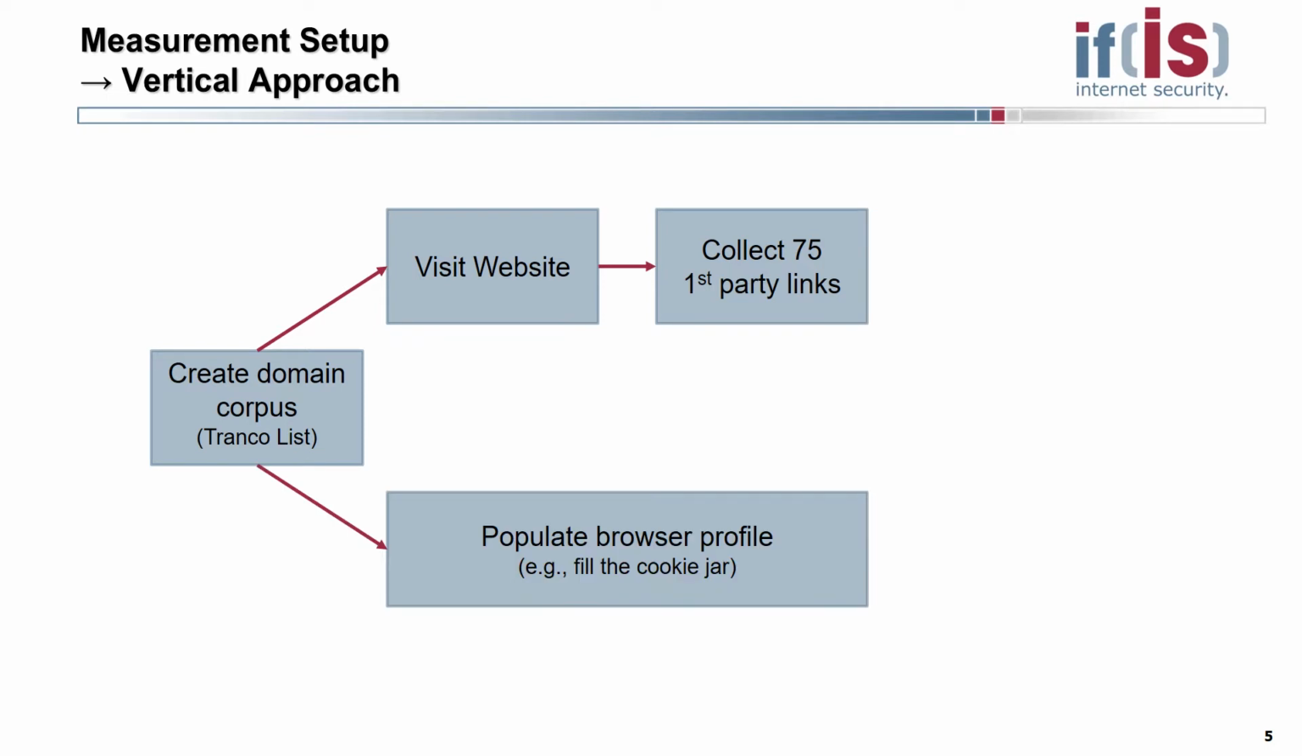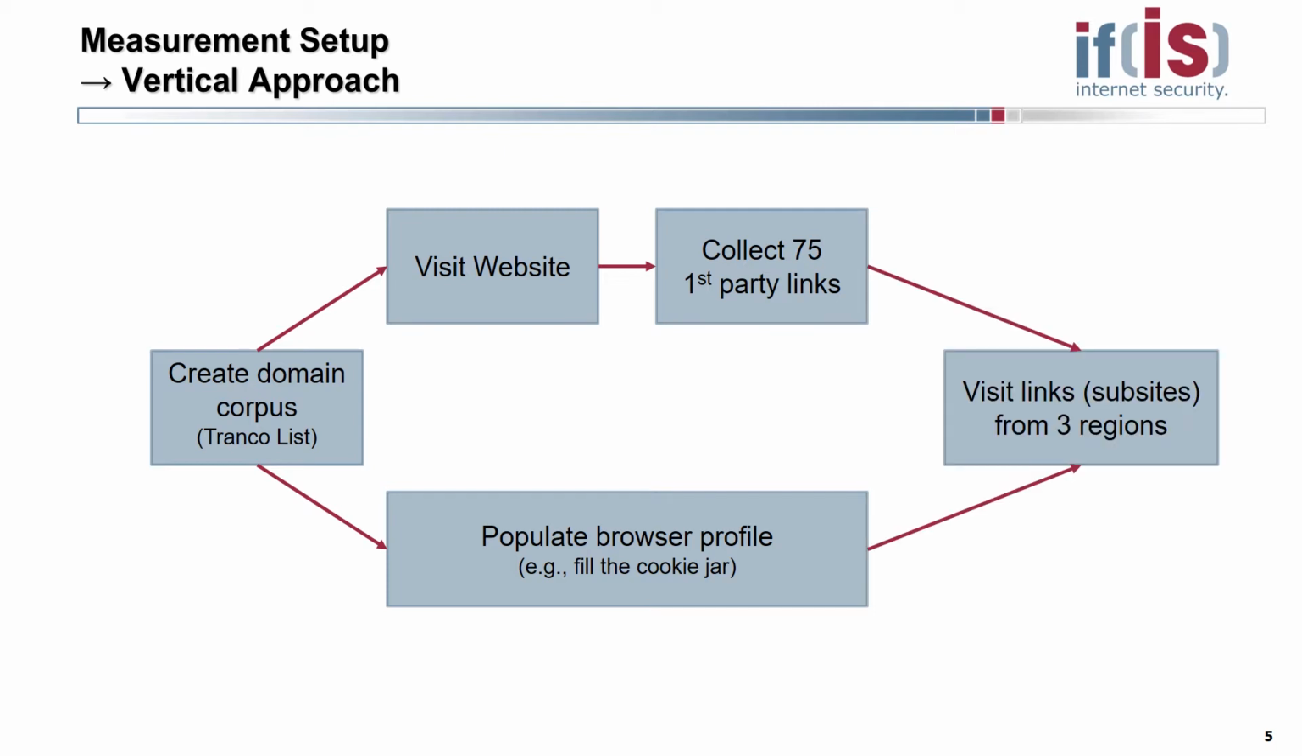At the same time, we populated a browser profile by visiting random websites from the Trunco list. By browser profile, we mean that we filled the cookie jar, that the browser profile has a browsing history and other properties that the vanilla browser does not show. If you want to know why we collected 75 first-party links and why we populated the browser profile, I would like to refer you to our paper in which we perform a pre-study to determine these properties.